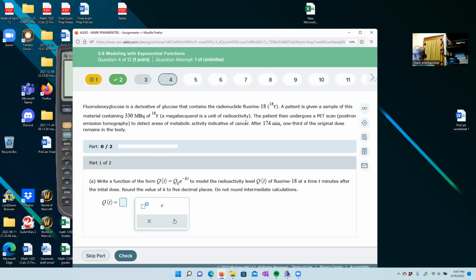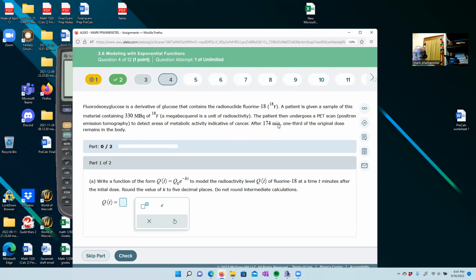We use becquerels. The patient undergoes a PET scan. This is like the number of emissions per second. The patient undergoes a PET scan to detect cancer, looking for metabolic activity indicative of cancer.